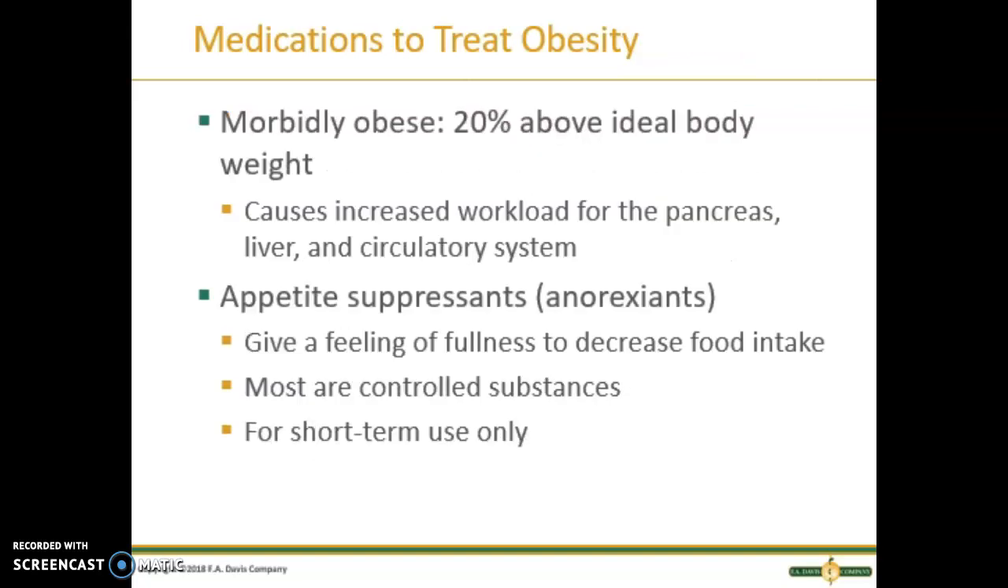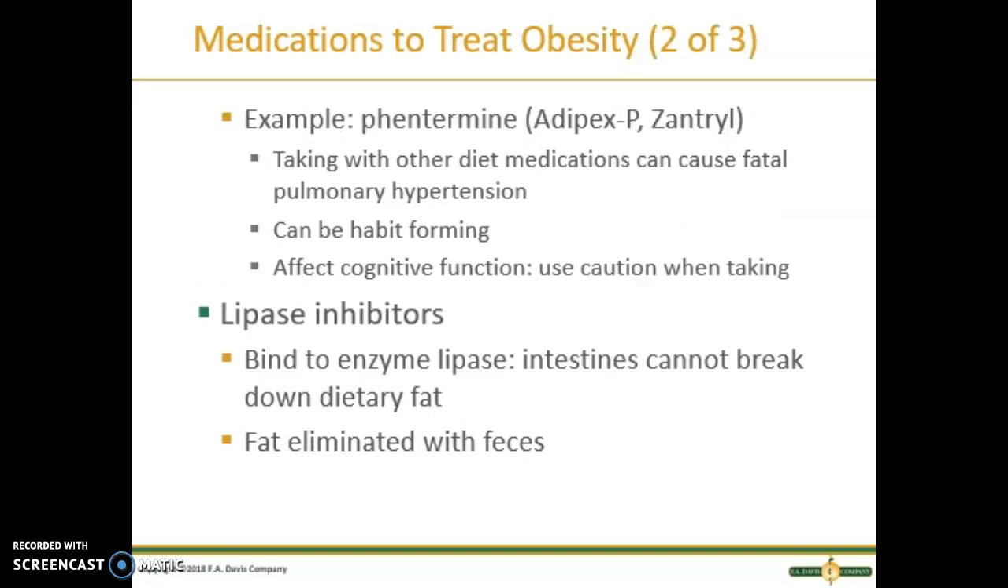Oh, let me go back here. I wanted to note that the pancreas helps digest carbohydrates and the liver helps digest fats. So just remember, pancreas helps digest carbohydrates, liver helps digest fats.